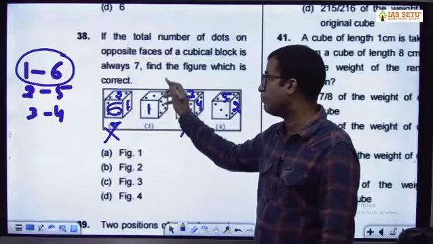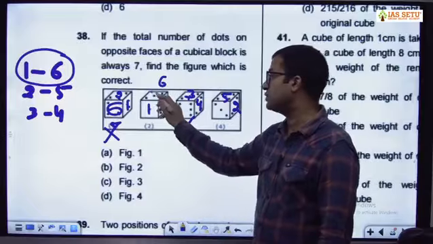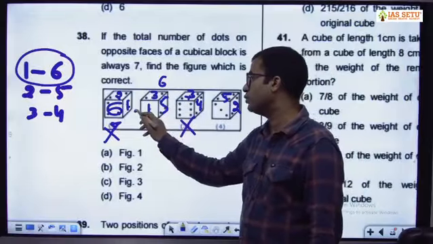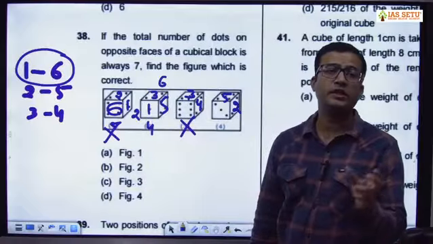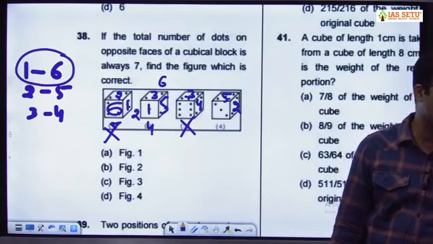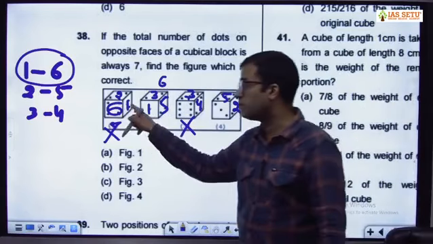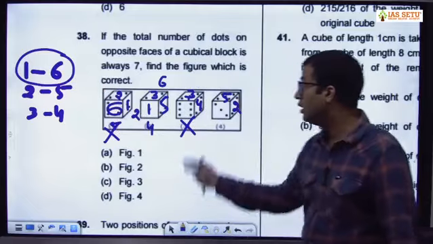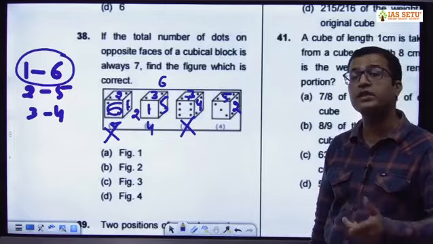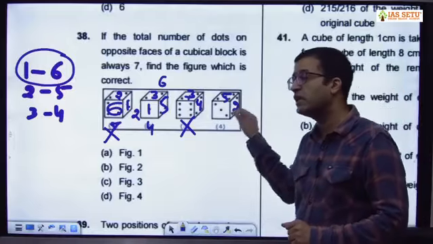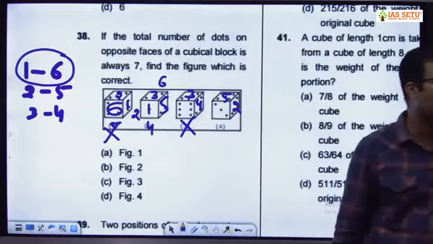So here figure 2, it is 1. So opposite of 1 I can put 6. This is 3. Opposite of 3 I can put 4. It is 5. Opposite of 5 I put 2. So here the second figure can satisfy your question. Otherwise in the first figure there is a contradiction. Why? Because 1 and 6 are adjacent, whereas 1 and 6 have to be opposite. Third figure, what problem will there be? 3 and 4 adjacent. 3 and 4 have to be opposite. Next figure, 5 and 2 adjacent, whereas 5 and 2 have to be opposite for this question.